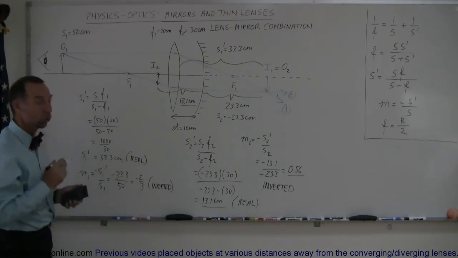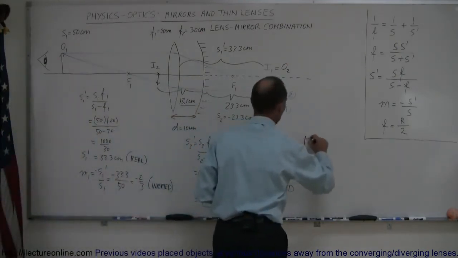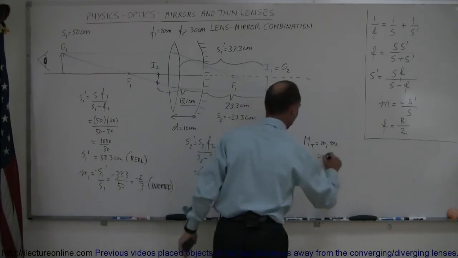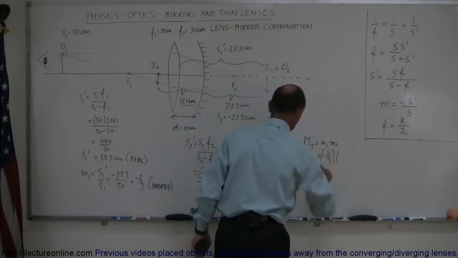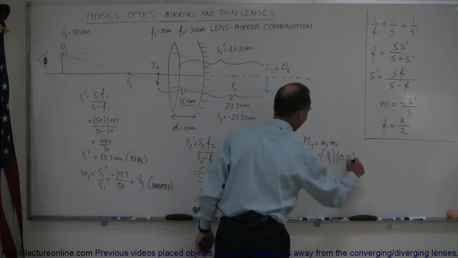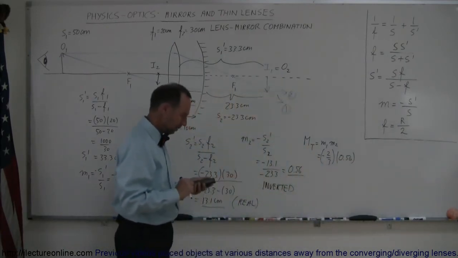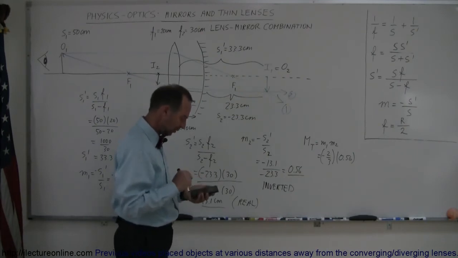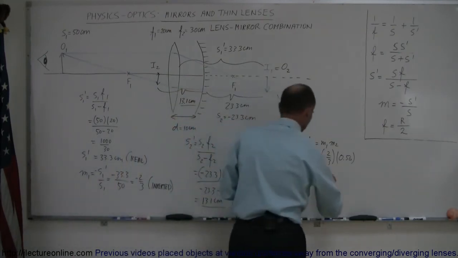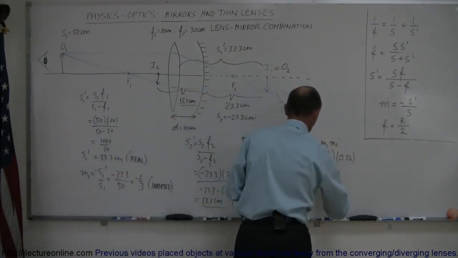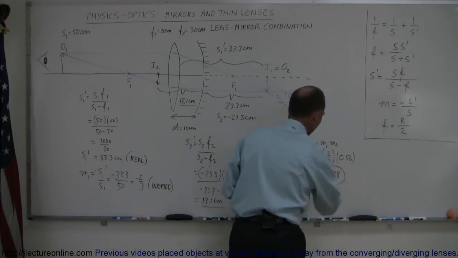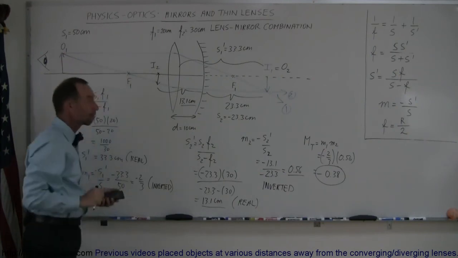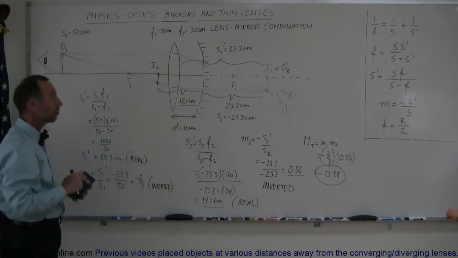It is inverted. The total magnification, M total, is equal to M1 times M2, which is equal to minus 2/3 multiplied times 0.56. Not a lot of light in here anymore, so times 2 divided by 3 equals about a minus 0.38. And that's the total magnification of the second image relative to the original object. And that is how you work with a lens-mirror combination.